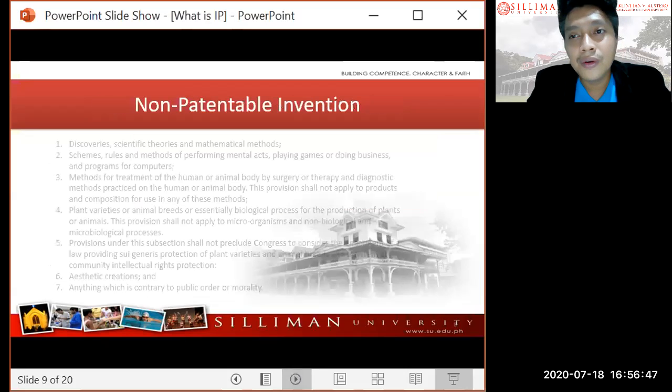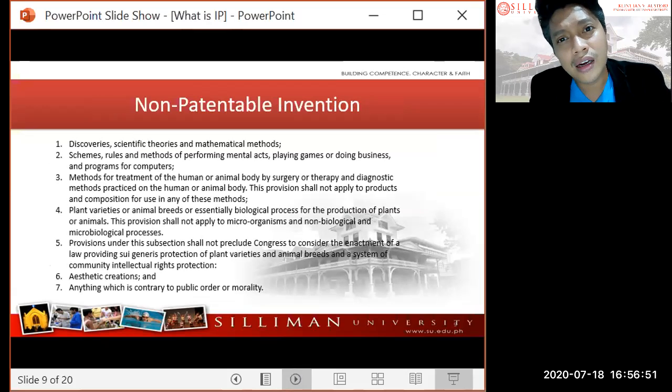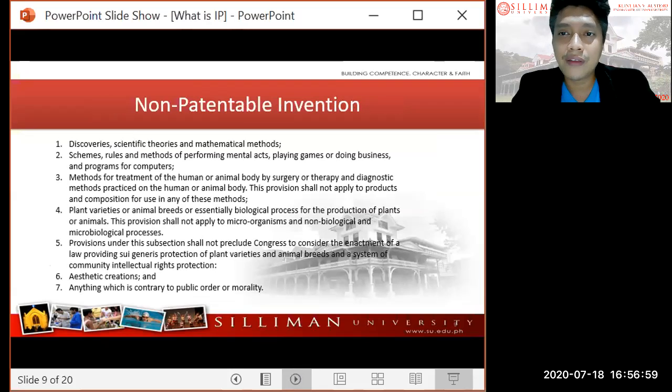So we will try to ask ourselves, what are the things that are not patentable, or non-patentable inventions? You have to also know this. The first one is discovery, scientific theories, and mathematical methods. It means that formulas that you've created, theories, hypotheses, and so on, are considered non-patentable. So you cannot patent that one.